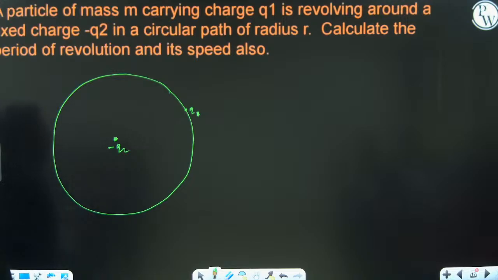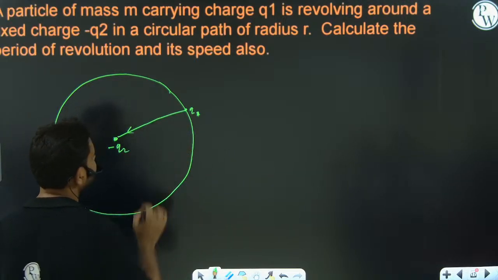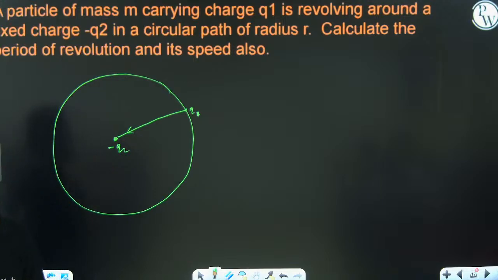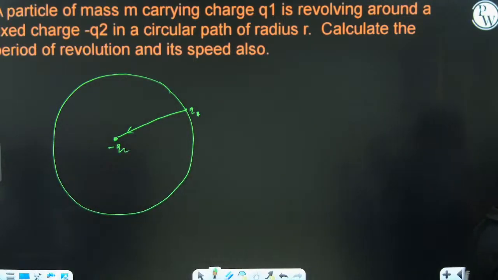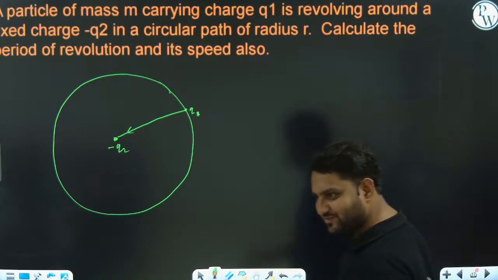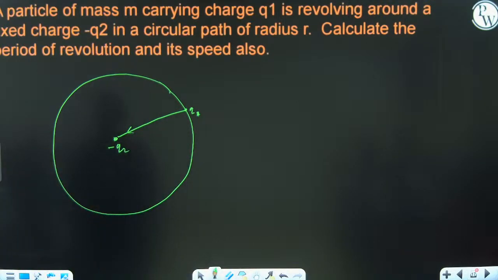If it is revolving around it, it means which force is providing the centripetal force, beta? For any kind of revolution in circular path, circular motion is only possible when there is a centripetal force. So who is providing this centripetal force, beta? Electrostatic force is providing the centripetal force. Correct? So what is the electrostatic force here?